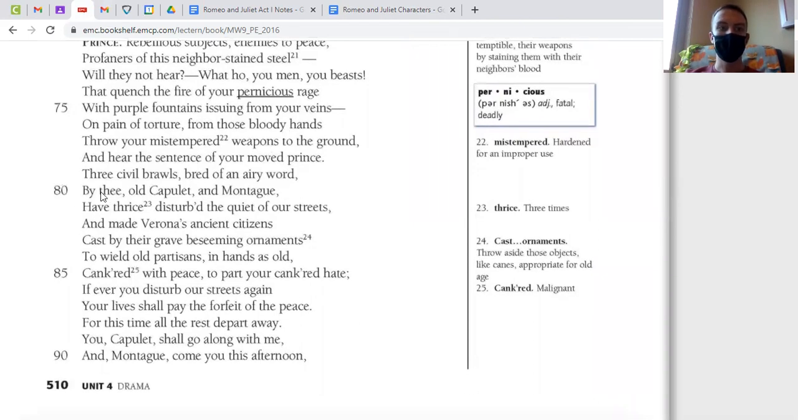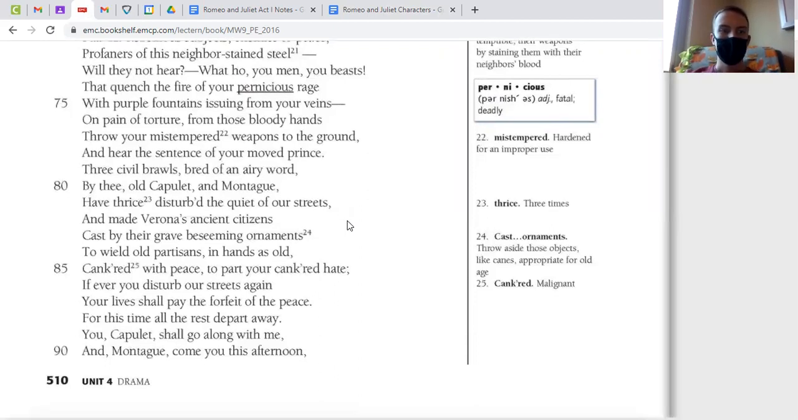He says, "By thee, old Capulet and Montague have thrice disturbed the quiet of our streets." So he says, 3 times you guys have started street fights and gotten everybody upset. 3 civil brawls bred of an airy word, so started from nothing just because you hate each other. He says, "I'm done with it. I'm sick and tired." And then he gives his decree.